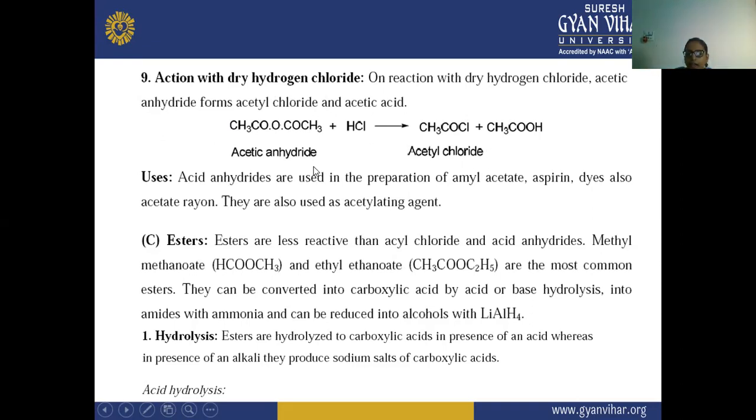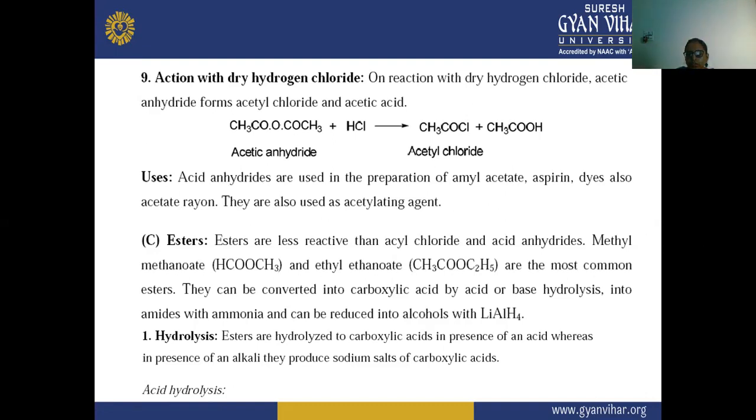This acetic anhydride is used in the preparation of amyl acetate, aspirin, dyes, also acetate rayon, and they are used as acetylating agents. So this acid anhydride is used in the preparation of amyl acetate, aspirin, some of the dyes, and acetate rayon, and these are also used as an acetylating agent.